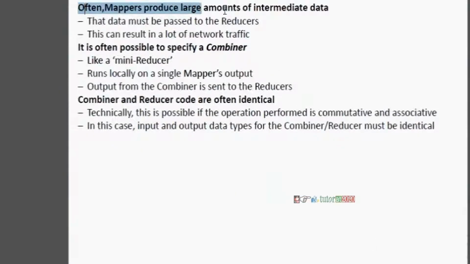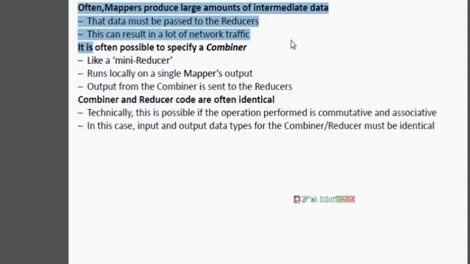Mappers produce a large amount of intermediate data that must be processed by the reducer. This can result in a lot of network traffic. I want to decrease the network traffic. At the same time, it will be a burden on the reducers to do the work. So my requirement is I want to decrease the network traffic and improve the performance of the reducers. If the performance of the reducers increases, the performance of MapReduce increases.